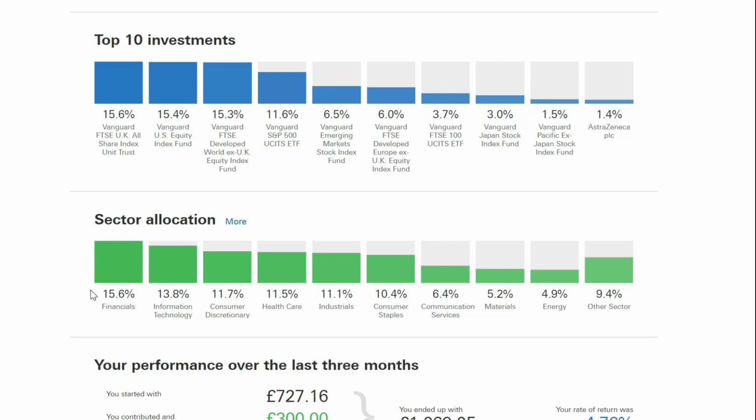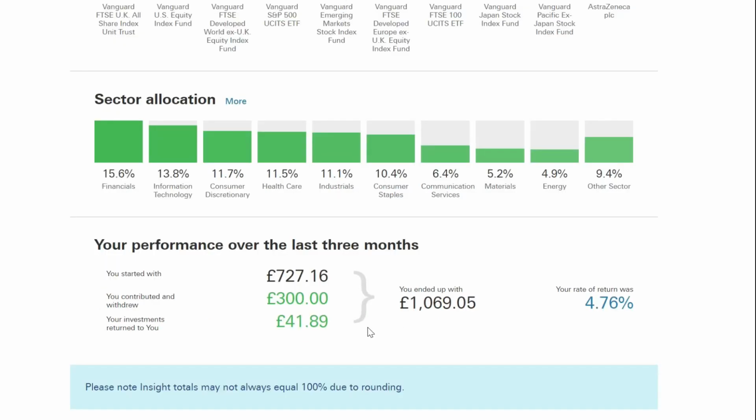So if you look at sector allocation as well, you can see what sectors those funds are in. So I've got 15.6% of financials, 13.8% in information technology, 11.7% in consumer discretionary, healthcare, then we've got industrials, consumer staples, communication services, materials, energy, and then other.